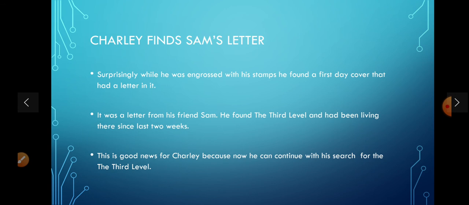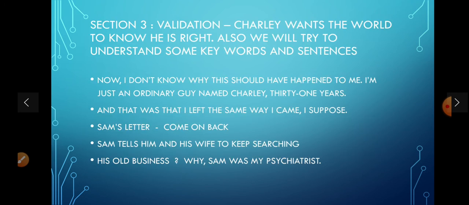The good news for Charlie is that he can now continue searching for the third level. Now, this is important. Remember, the mind, in order to maintain its sanity, needs to continue searching for that third level, needs to continue the process of escaping today's reality. We'll come to Sam's letter again; I will come to it later on. But let us go to section 3.